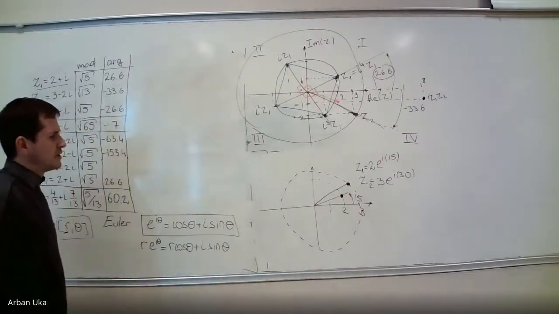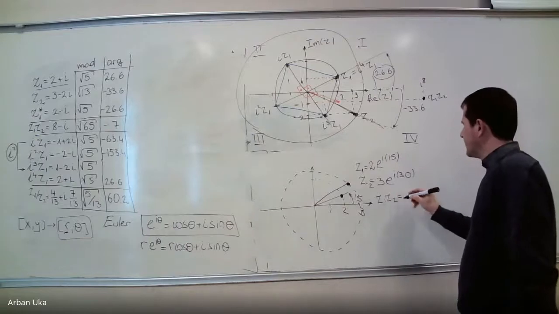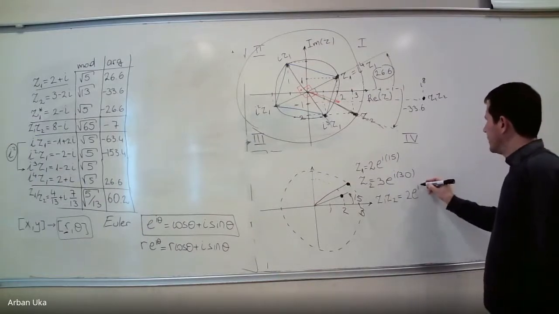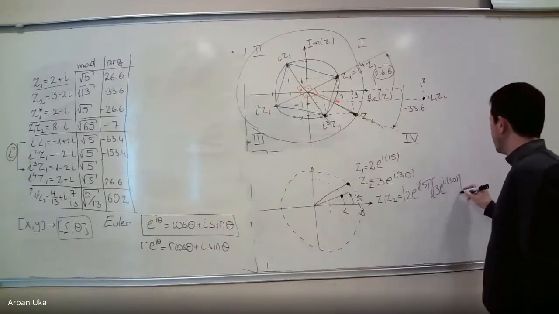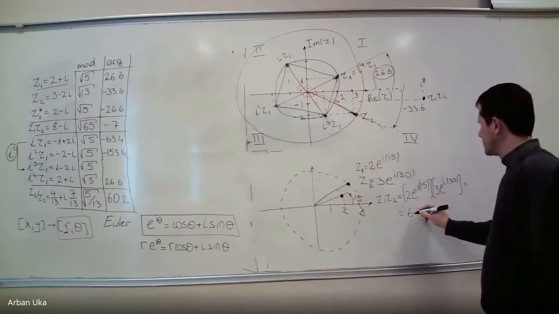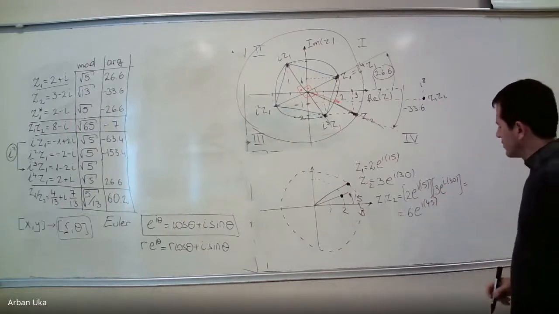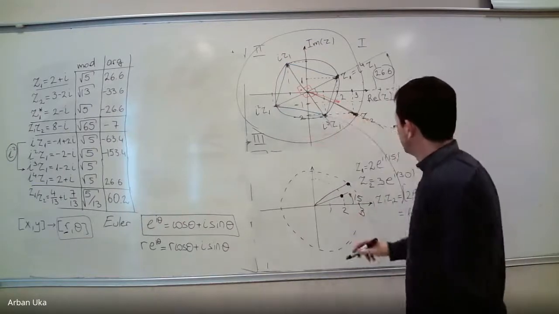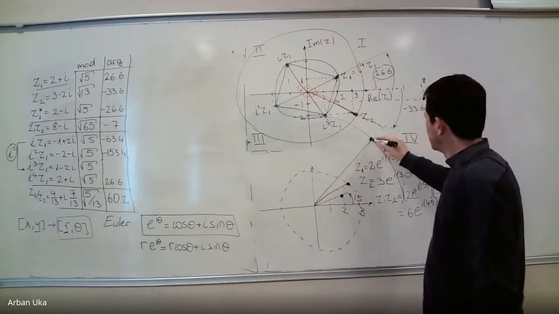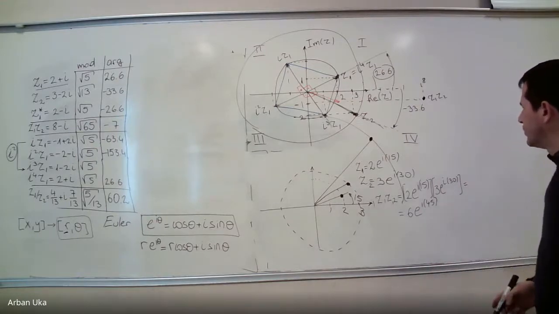So what is the product between these two numbers? The product would be Z1 times Z2. This would be equal to 2 times e to the power I times 15 multiplied by 3 e to the power I times 30. So this would be equal to 2 times 3, this is 6, e to the power I times 45. So the angles add up together. So for the multiplication here, it should be 1, 2, 3, 4, 5, 6. So it's going to be a circle somewhere here, and the angle is going to be 45, okay? So if we use the polar representation, things can become a little more clear.